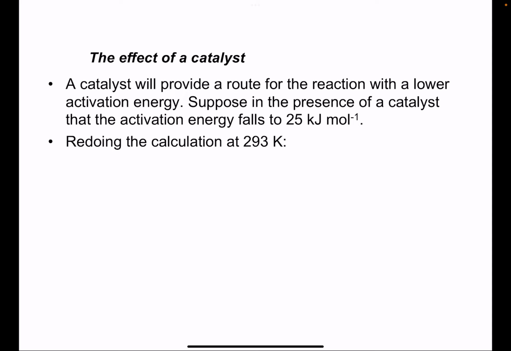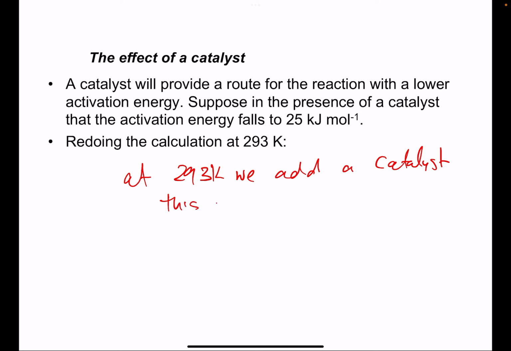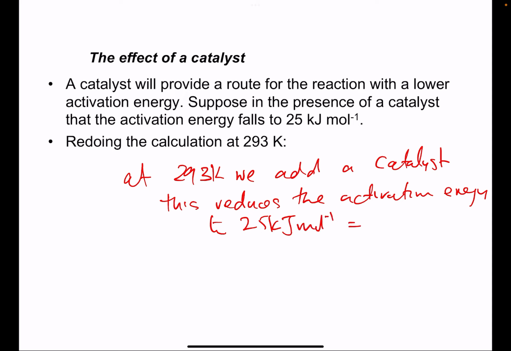So, what about doing the same calculation with a catalyst? At 293 Kelvin, we add a catalyst. This reduces the activation energy to 25 kilojoules per mole, which is 25,000 joules per mole. So let's do the calculation.